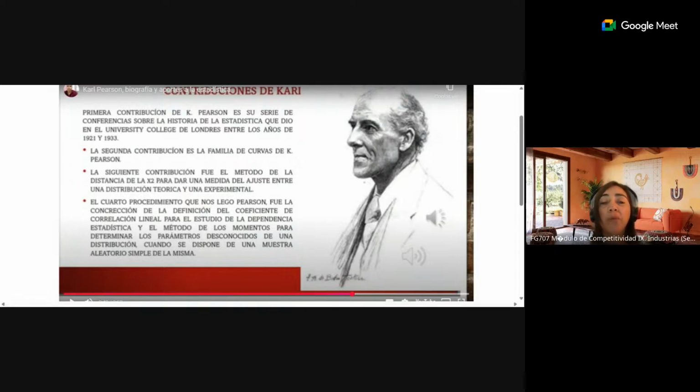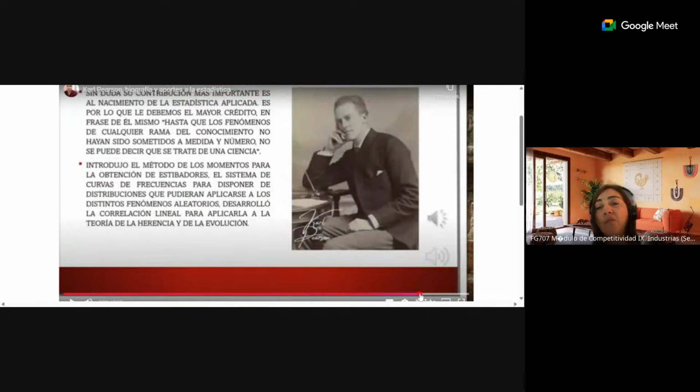The fourth procedure that he gave us was the correction of the definition of the coefficient of correlation, linear correlation, to study the dependence in statistics, and the method of moments, just to know several parameters that we don't know from a sample. So Karl Pearson was really, really important for mathematics and statistics. Also, the most important contribution was the birth of the application of statistics, applied statistics.